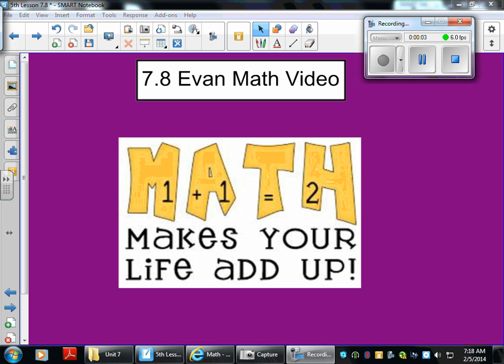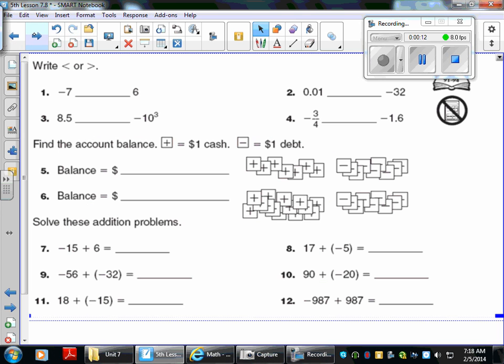Hello class. Today I'm going to be helping you out with adding positive and negative numbers, like we worked with in class today. We're going to be looking at the study link that I handed out for you.